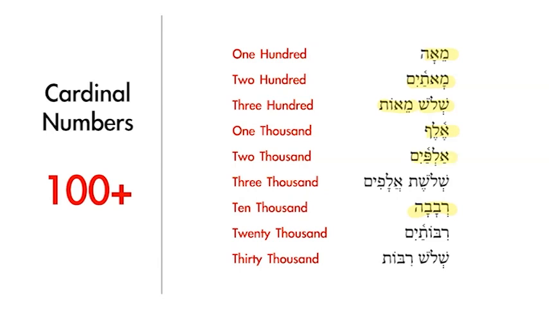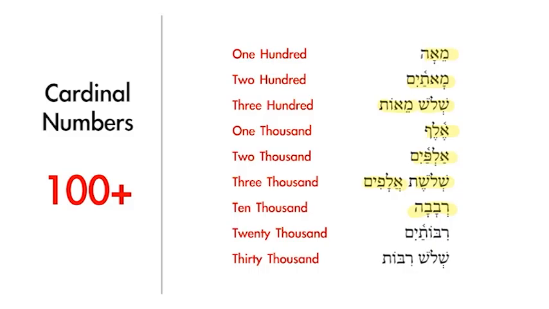Let's look at 2,000 together. With 2,000, we have the feminine dual of 1,000, elef. 1,000 is elef, 2,000 is alpayim, the feminine dual form. And then for 3,000 and following, you'll have the number 3 plus the masculine plural form for 1,000, alafim.